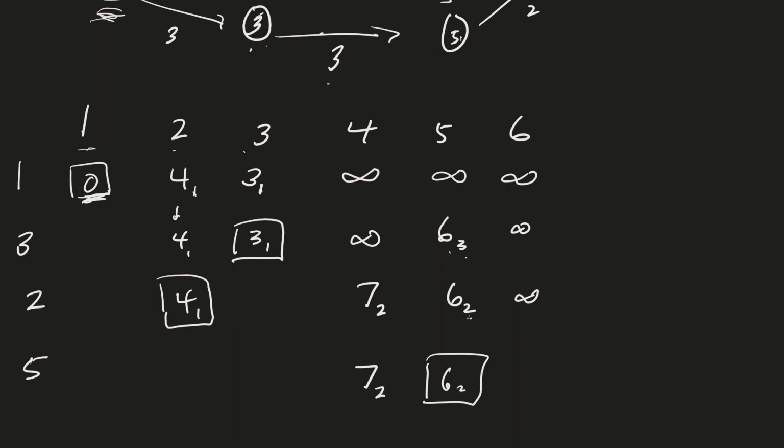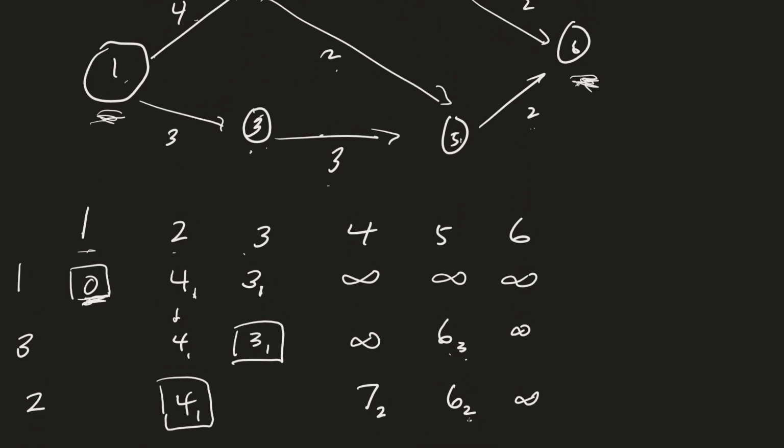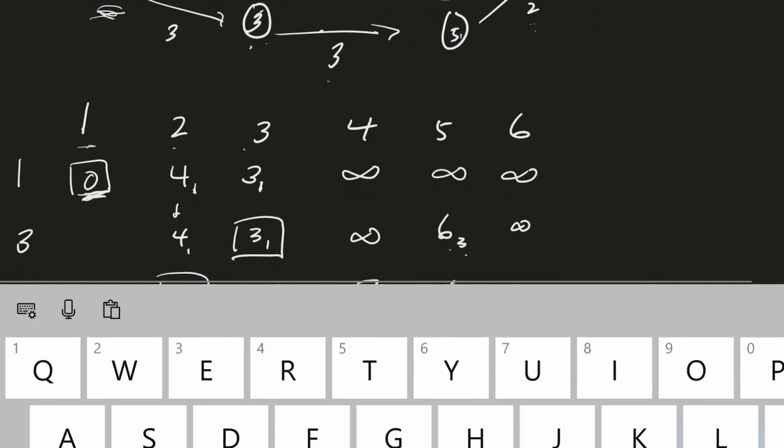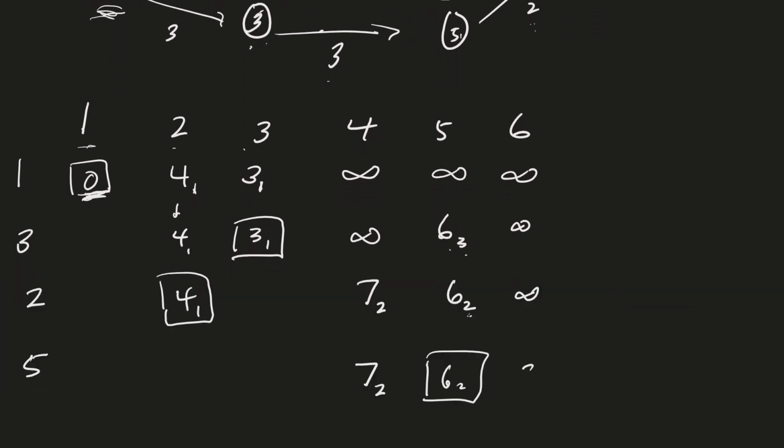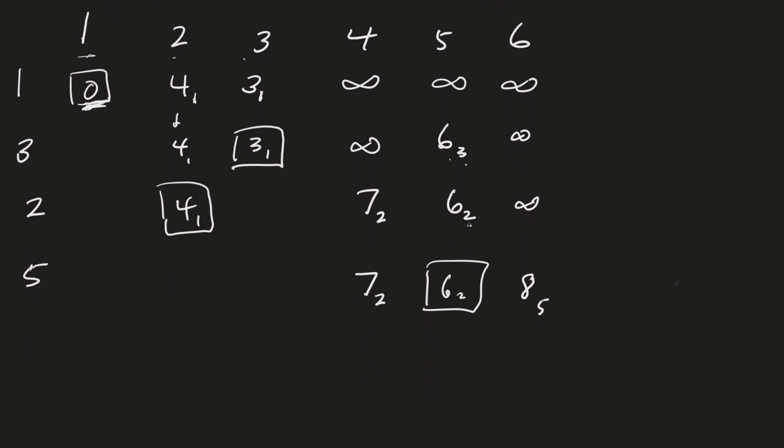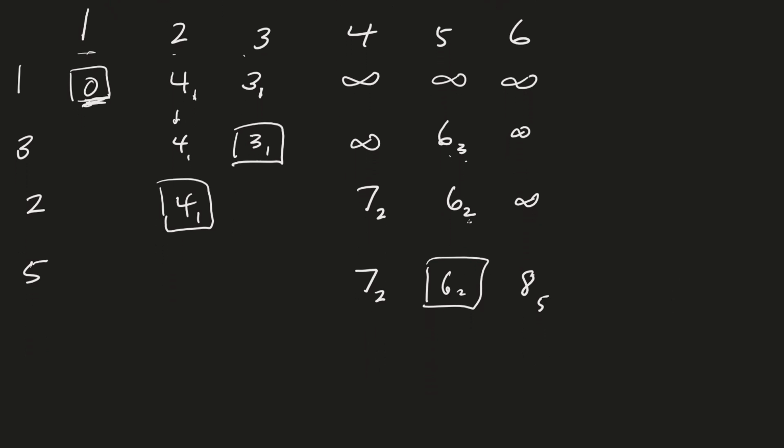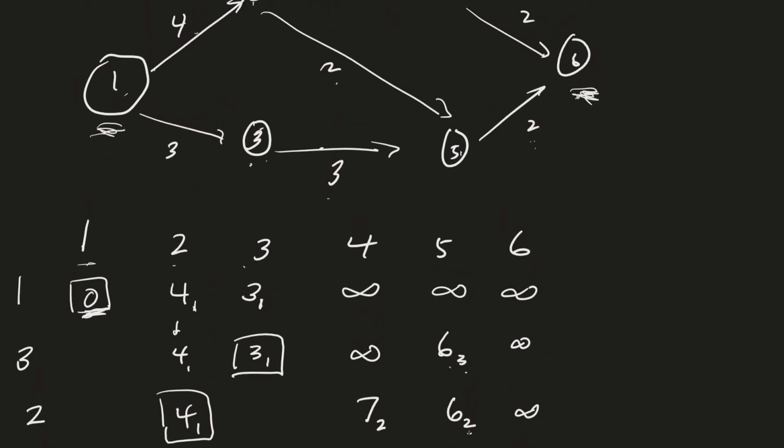And then is 5 connected to 6? Yes, with a 2 value. 2 plus 6 is 8, so I would write down 8, and that is coming from node 5. Good. And now we see that 7 is the next one coming down, so 7 comes down, box it up, and that's coming from node 4. So node 4, I guess all we're left with is the 6. Is node 4 connected to node 6?